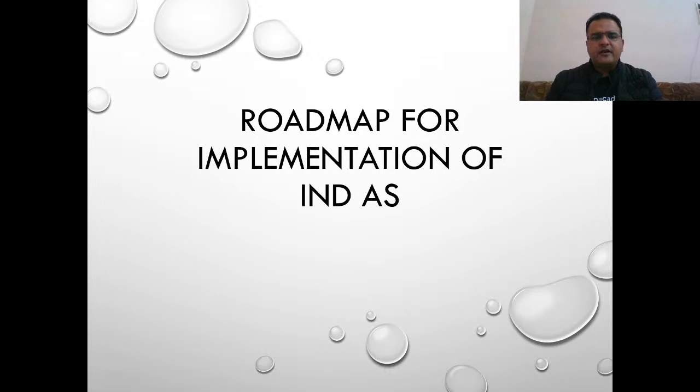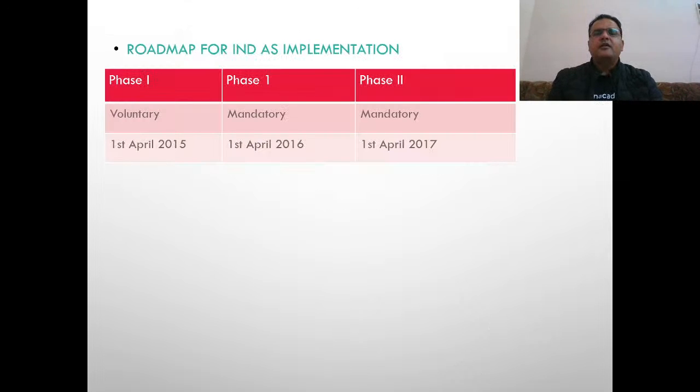So what was the roadmap for Ind AS implementation in India? It was introduced in phases. The voluntary application was from the financial year beginning 1st April 15. In India, voluntary application of Ind AS was allowed from 1st April 15. So anyone doing it voluntarily was publishing their Ind AS compliant balance sheet of 31st March 2016. But my focus will be on mandatory application, because that's when it actually got implemented in India.